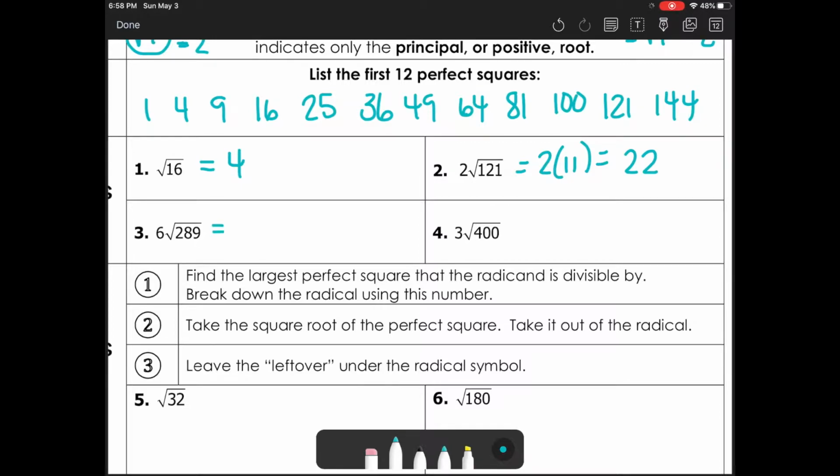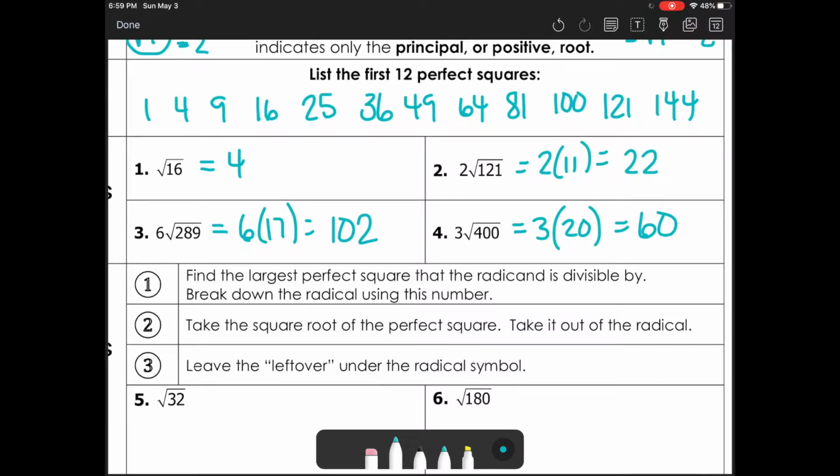Square root of 289. 289 is a perfect square. It's not on the list because it's past 12, but if you got your calculator out, you would know that the square root of 289 is 17, or if you remembered, your perfect squares all the way up to 400 are the ones you're supposed to have memorized. And 6 times 17 is, I don't know, let's get out the calculator and see. 6 times 17 is 102. And then 3 square root of 400. So we're going to take 3, multiply it times the square root of 400, which is 20. And that gives us 60.